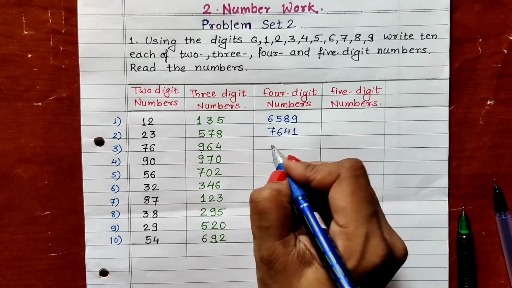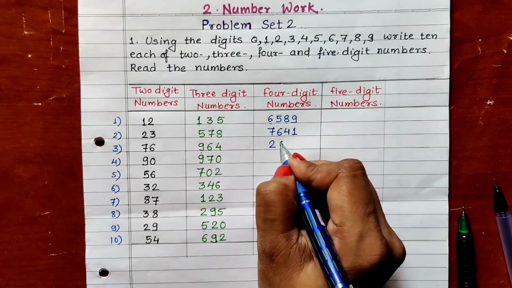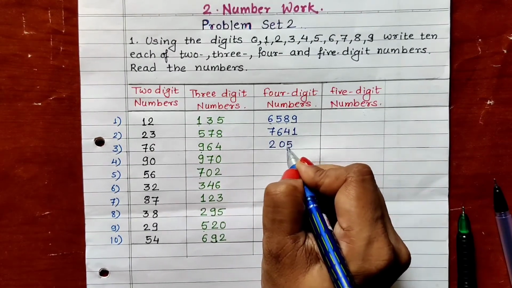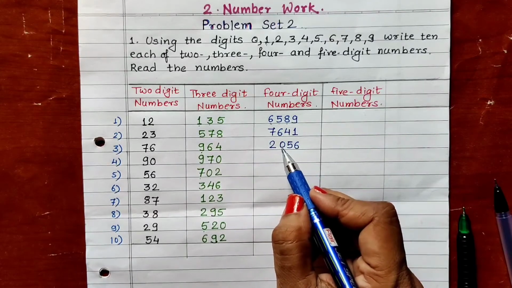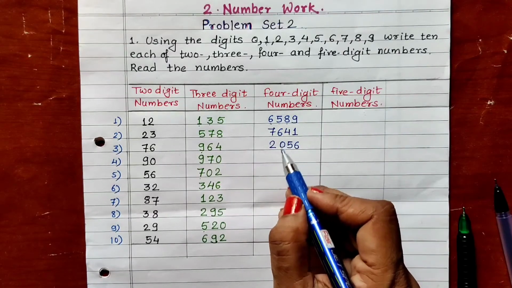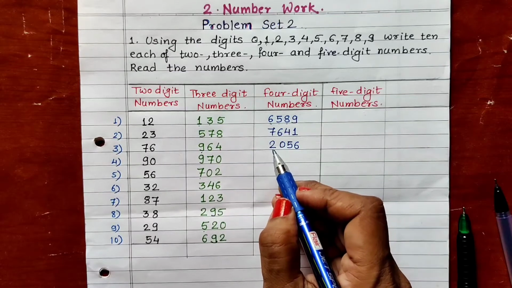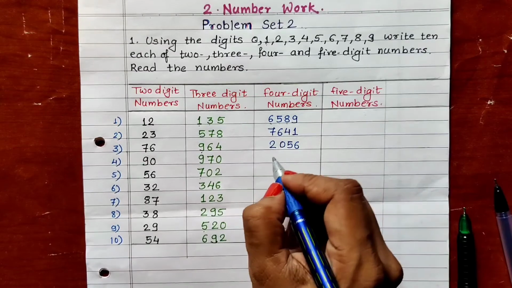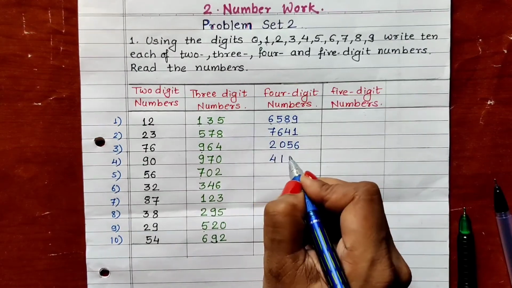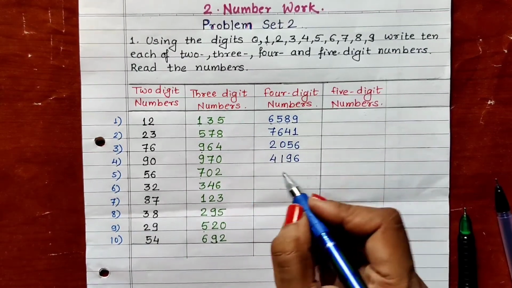If I write 7, 6, 4, 1, it will be read as 7,641. If I write 2, 0, 5, 6, it will be 2056, because at hundreds place there is 0. So the hundreds place digit cannot be read. It can be directly read as 2056.